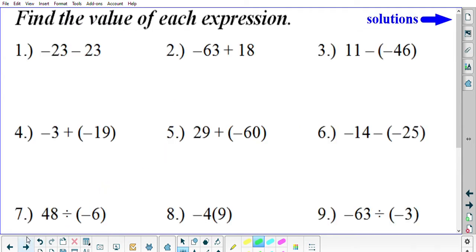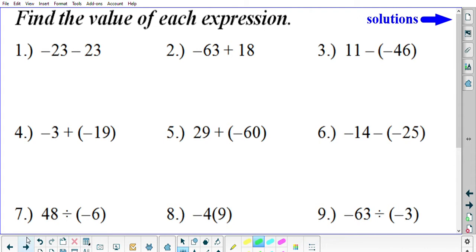All right, now that we have reviewed those rules, I would like for you to try 9 problems on your own. So, write these down on a separate sheet of paper. These are not on some kind of guided notes handout. Do these problems on a separate sheet of paper, then hit play when you're ready to see how you did. So hit pause now, do these problems, then hit play when you're ready to see the answers.